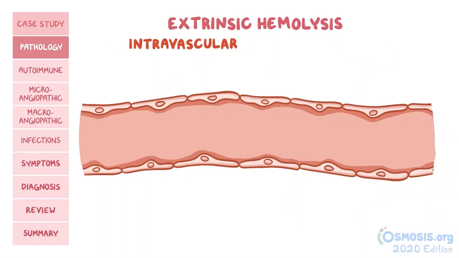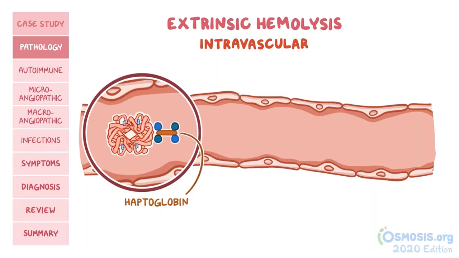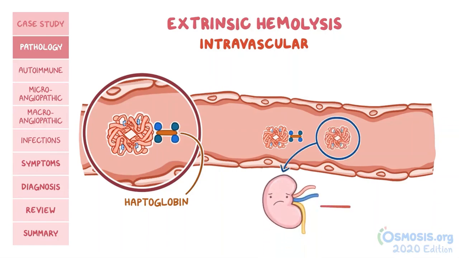There are findings that can help identify the type of hemolysis. In intravascular hemolysis, hemoglobin that's released inside the vessels gets bound by a protein called haptoglobin, and because they're removed together, haptoglobin decreases. Also, when haptoglobin gets overwhelmed, the rest of hemoglobin goes via the blood through the kidneys and into the urine, resulting in hemoglobinuria.